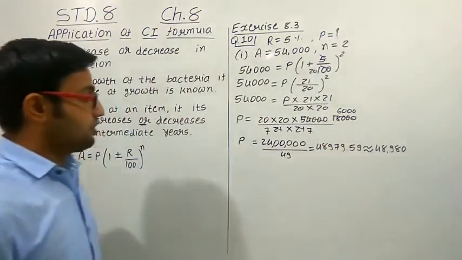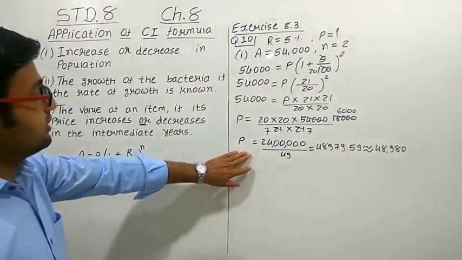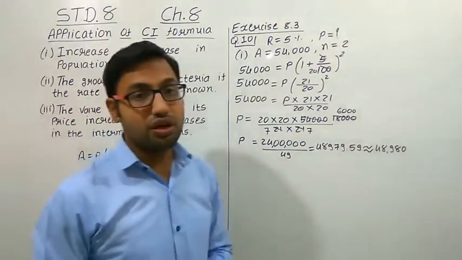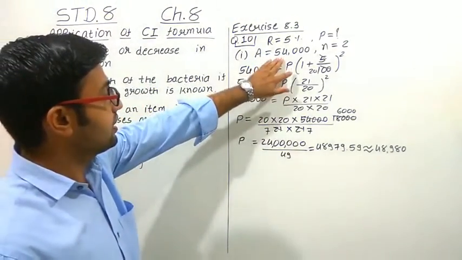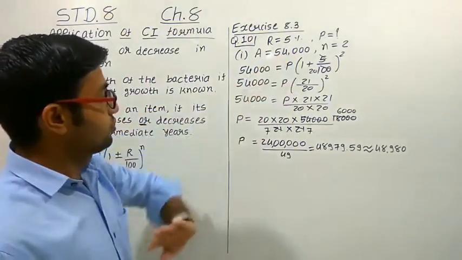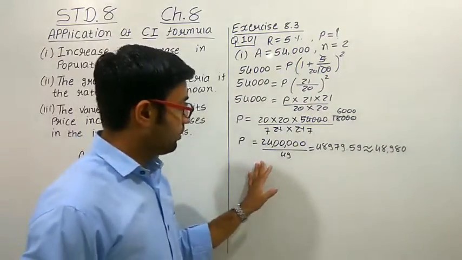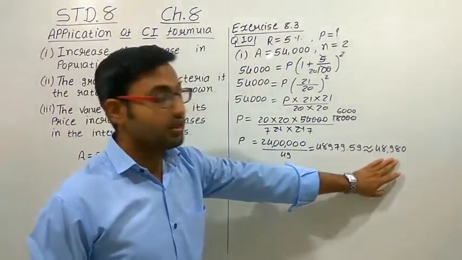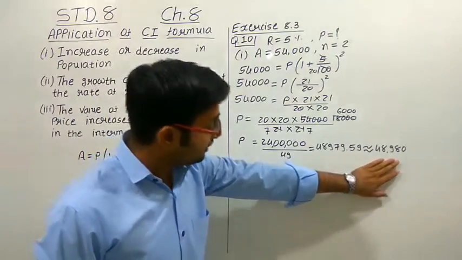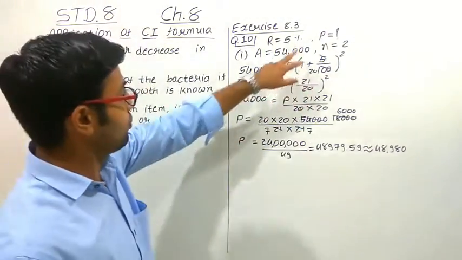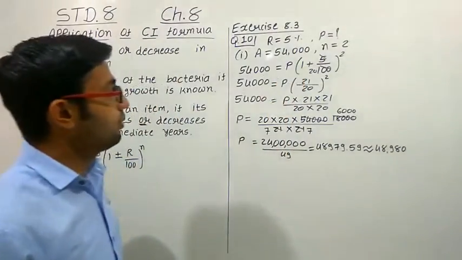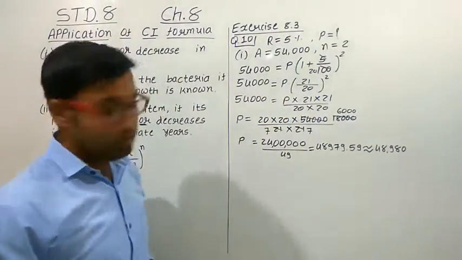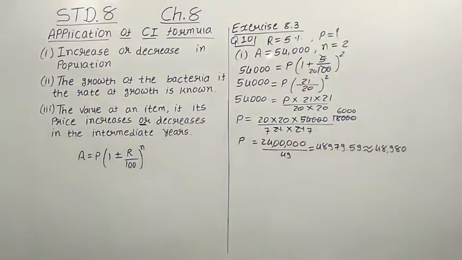So this is the population in the year 2001, right? Here we have been given that the population in 2003 is 54,000. So in 2001, the population is approximately 48,980. The population increased at a rate of 5%, and within 2 years the population will become 54,000. Right? So now let us study the second portion.